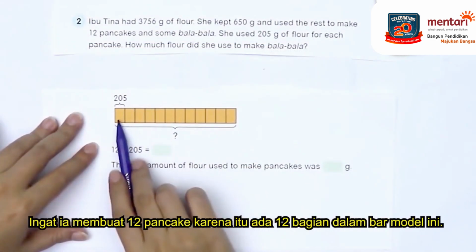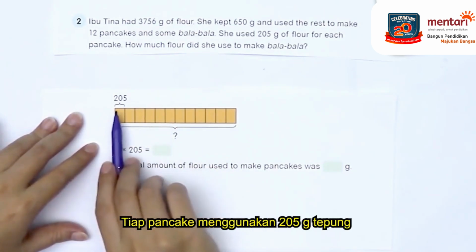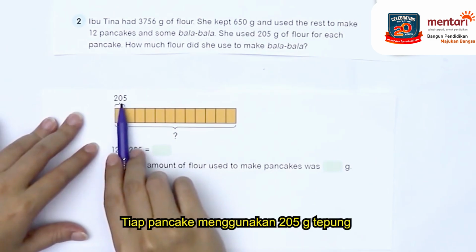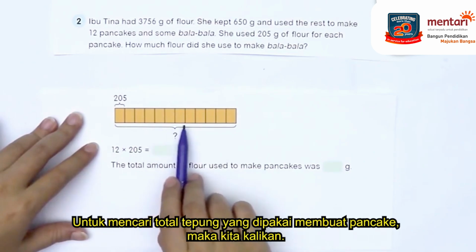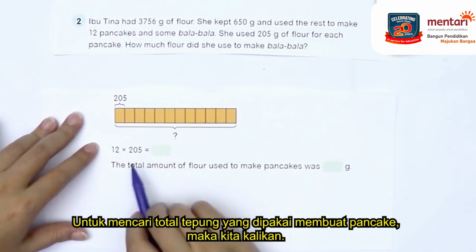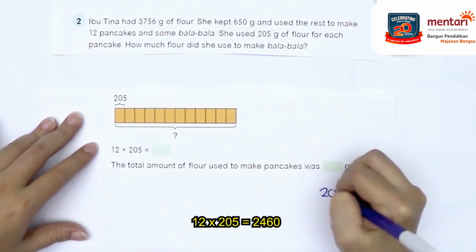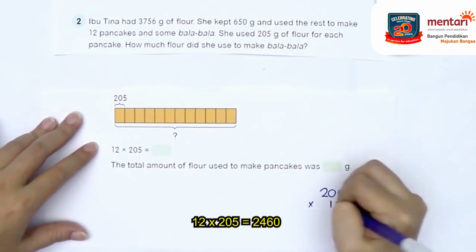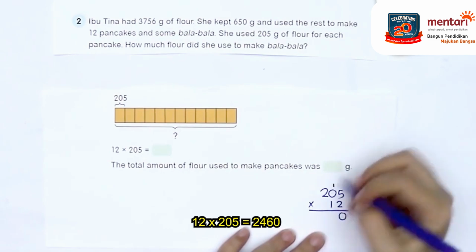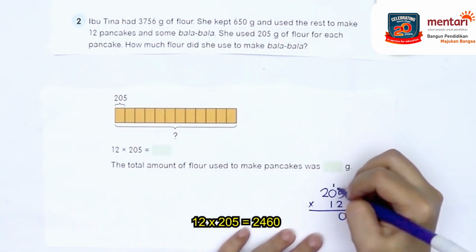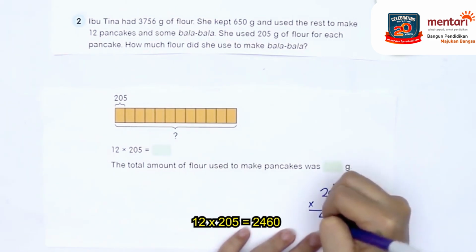Now, remember she made 12 pancakes. That's why we have 12 units here. And each pancake is 205 grams of flour used. Now, we want to know the total amount of flour used for the pancakes. So we need to multiply. Let us do our working on the side. 205 times 12. 5 times 2 is 10. Regroup 1. 2 times 0 is 0. Add 1 will still be 1. 2 times 2 will give us 4.